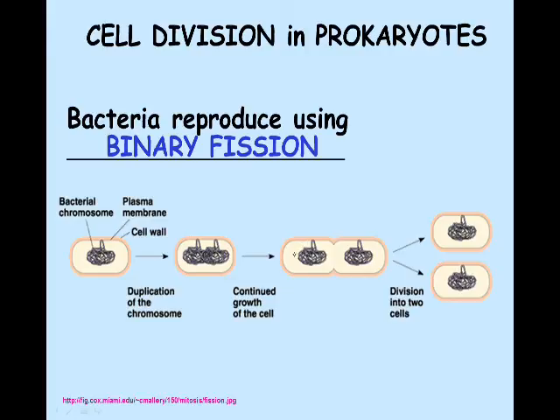And it's because it only has one chromosome. It doesn't have to have a big complicated line it up in the middle, hook on the spindle fibers, make sure everybody's going where they need to go, because they just have that one chromosome.